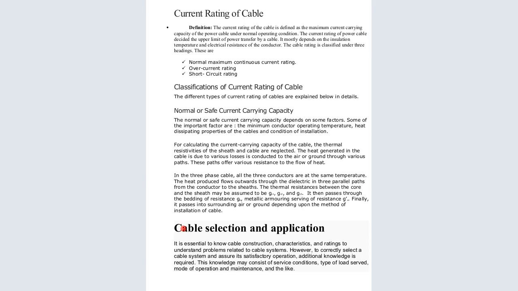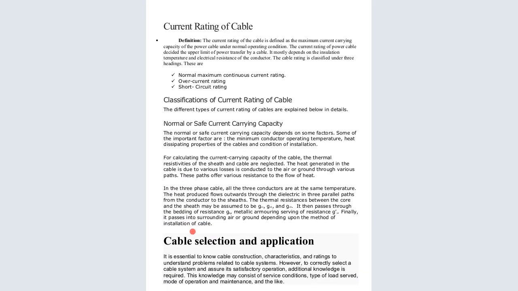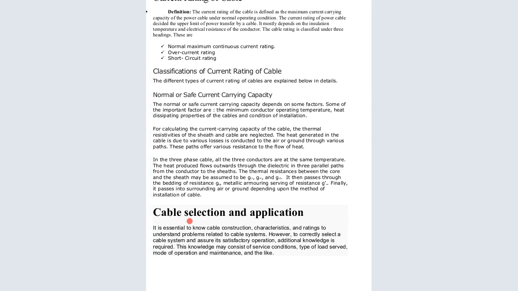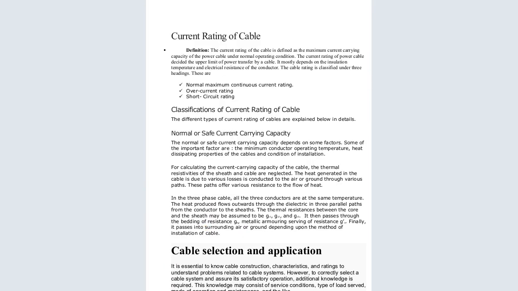So, current rating of a cable. What is the current rating and how does it affect the cable size? You remember we have been calculating how to get the exact cable size, and I said that these calculations are just meant for your classwork and schoolwork and maybe the examination, but when you go to the field, software has already been developed that is able to facilitate the automatic calculation of the cable sizes.